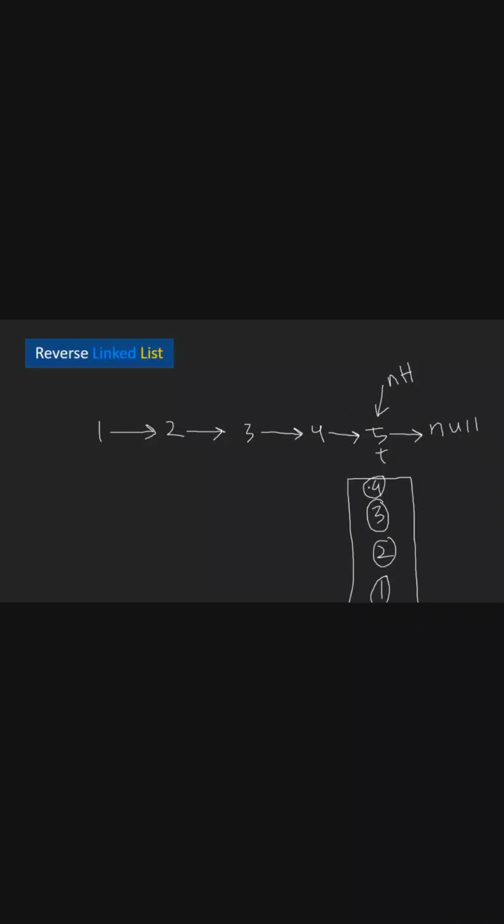Now from our recursive call stack, we have this node 4. So in our current function call, we have access to this node with the parameter. If you call a reverse function with a head, then we'll have access to this node with this head parameter. Now here what I'm going to do, I'm going to apply a formula: temp.next equals to head and head.next equals to null.